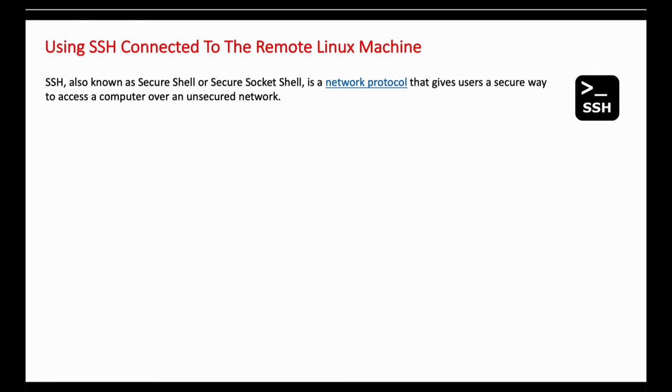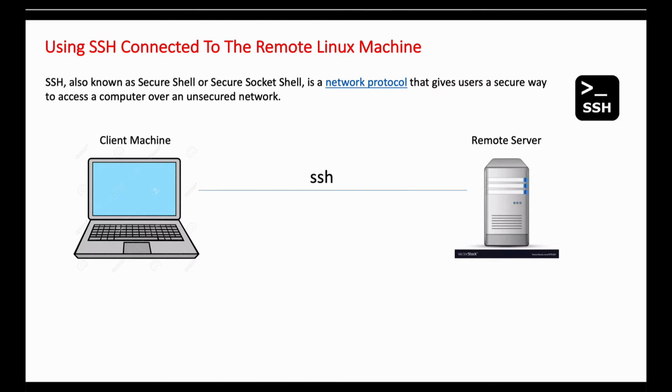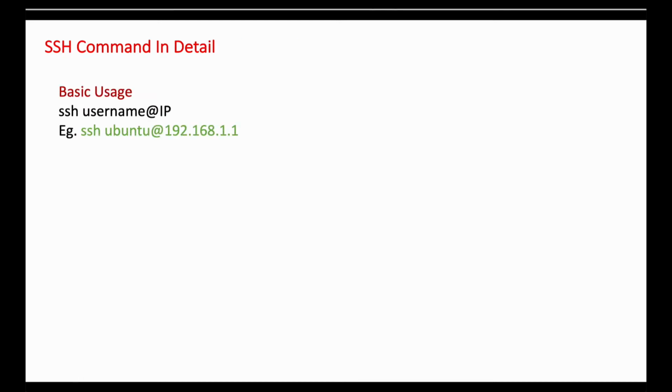So let's look at this diagram. We have a client machine and we have a remote server. We want the client machine connected to the remote server, so we use the SSH command. In order to use SSH, we must install the SSHD service on the remote server and install the SSH agent on the client. Using the SSH command is really easy.